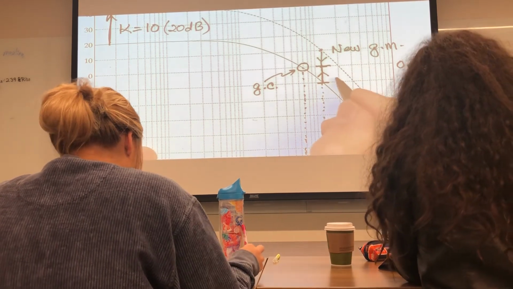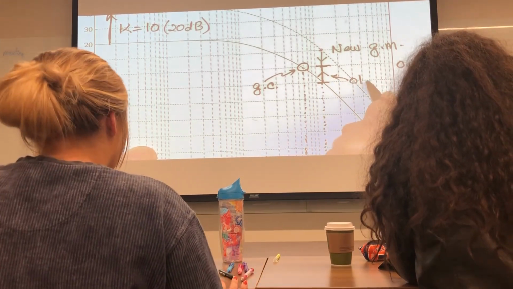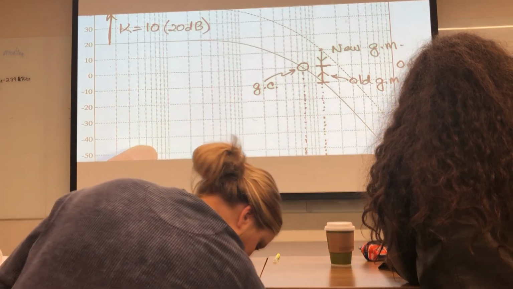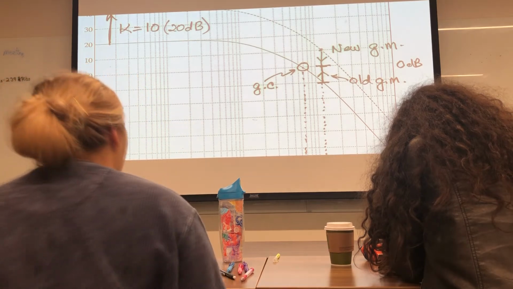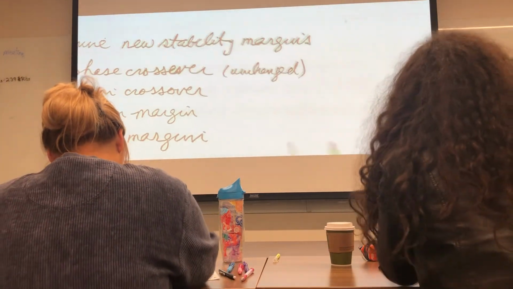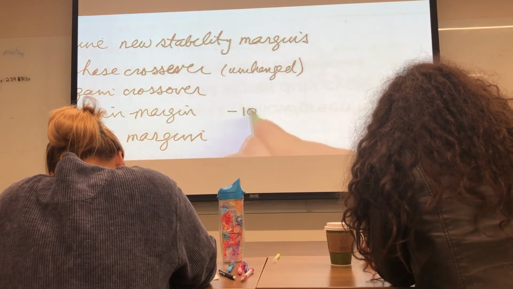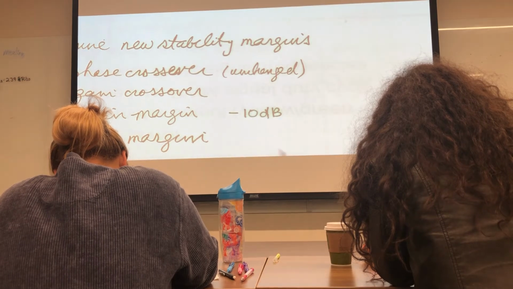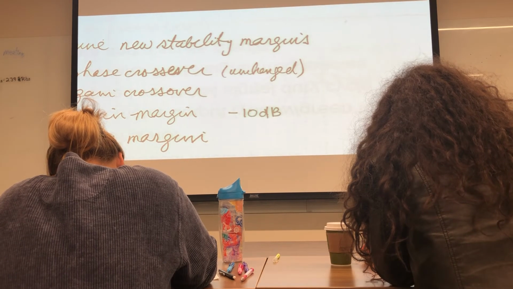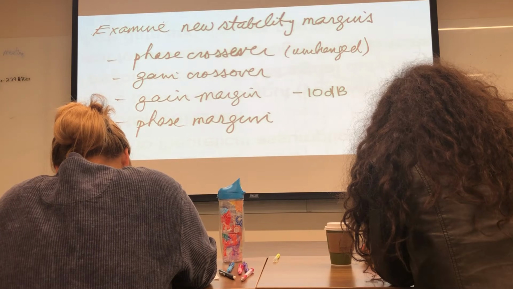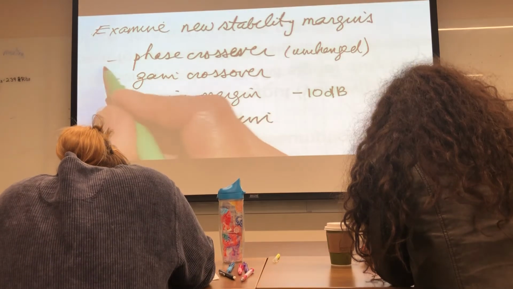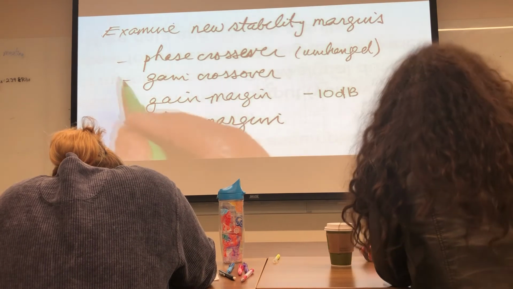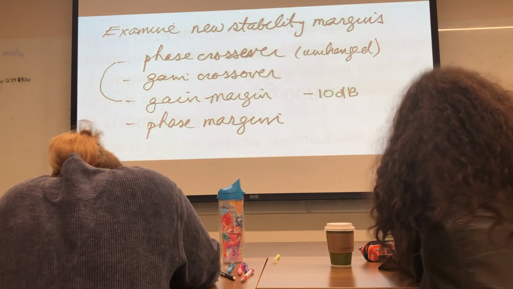Here, this was the old gain margin. So the new gain margin is now negative 10 dB. Notice the sign change. It was 10 dB, and now it's negative 10 dB. Remember, gain margin is measured at the phase crossover. Put these two together.